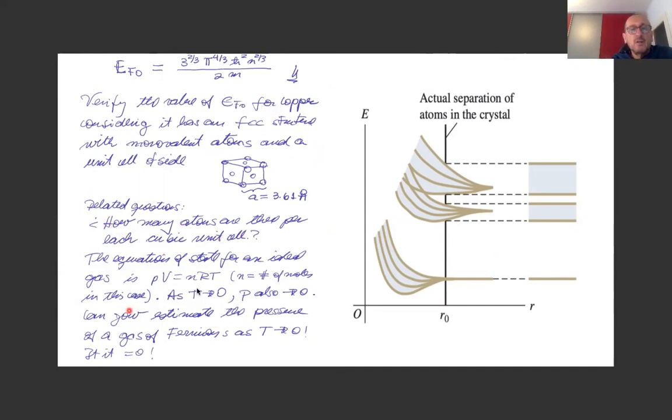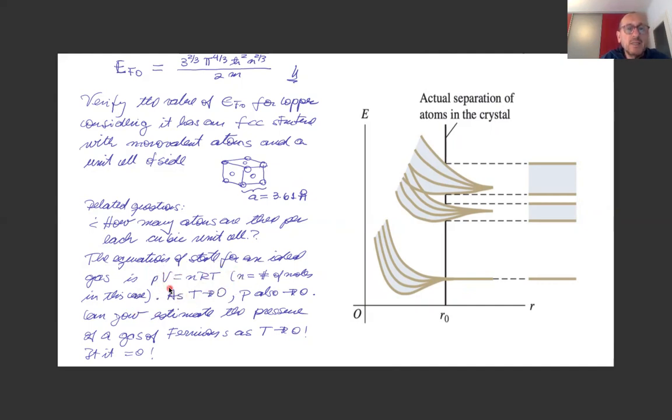Well, all the rest is related, and here there's another trick question. It is the equation of state of an ideal gas. This is a gas that is not a Fermi gas. This is a classical gas, an ideal classical gas, which has an equation of state like that.